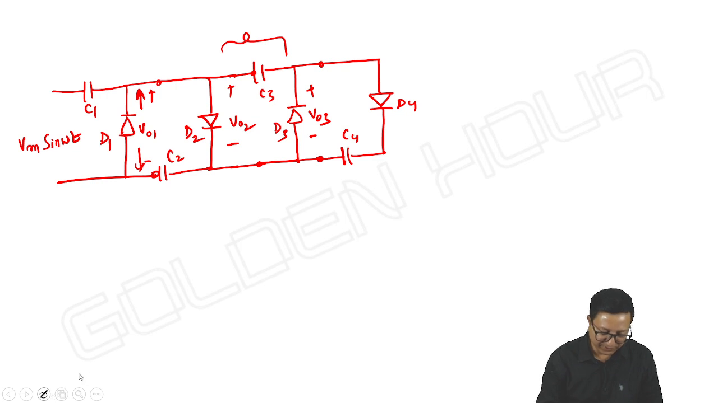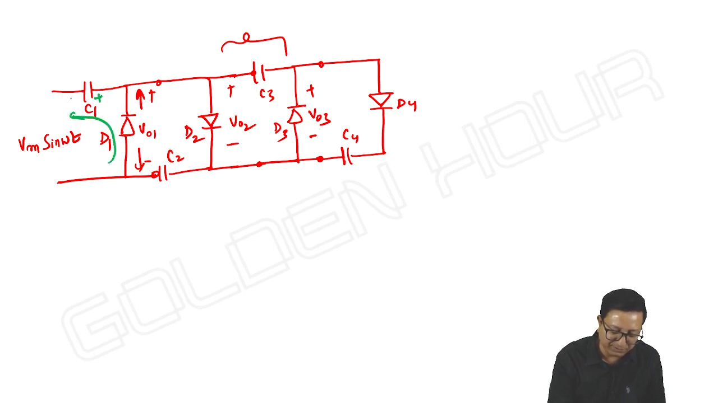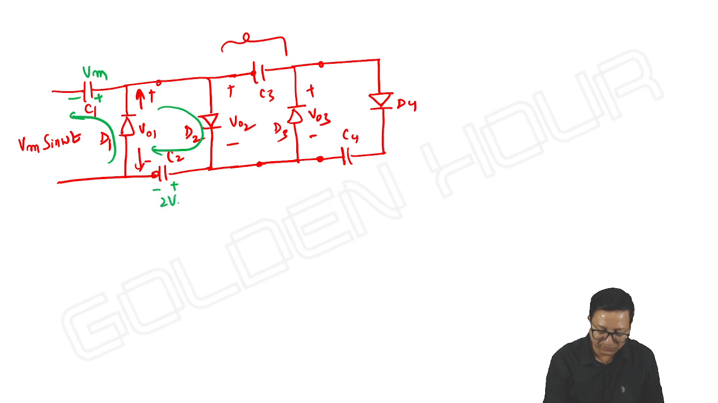Now, coming to its working. C1 will charge up to, so how to find the polarities of voltage across C1? See, by the diode direction only, plus minus Vm. And what about C2, Vc2? It is plus minus 2 Vm. Next, this is done. Next, it is with polarities Vm. Next, here, plus minus 2 Vm.